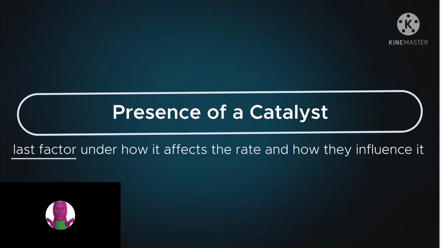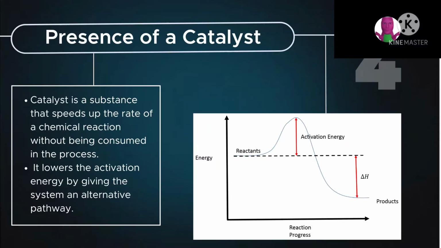As for the last factor that we need to cover, it is the presence of a catalyst. Catalysts are substances that speed up a reaction without being used up in the reaction themselves. So that's why we don't include them in the reaction equation, as they're not reactants or products. As you can see, there is an image attached on the right side. We will use the reaction profile to understand how the catalyst works.